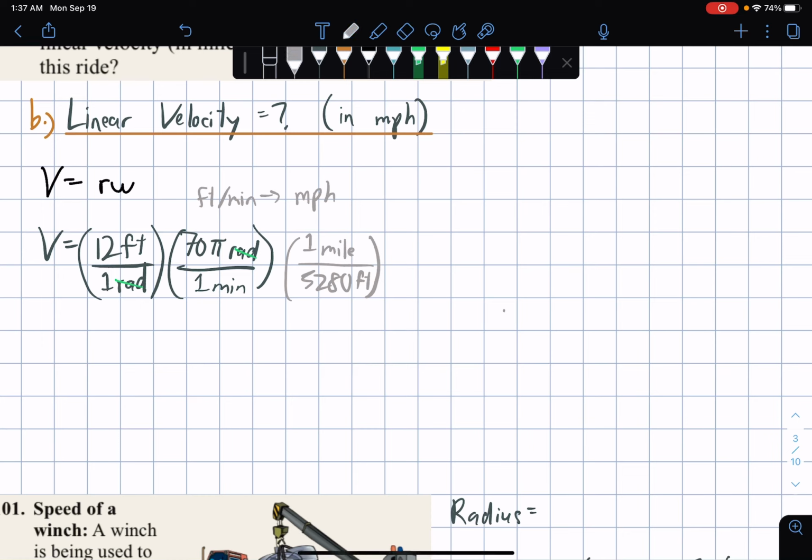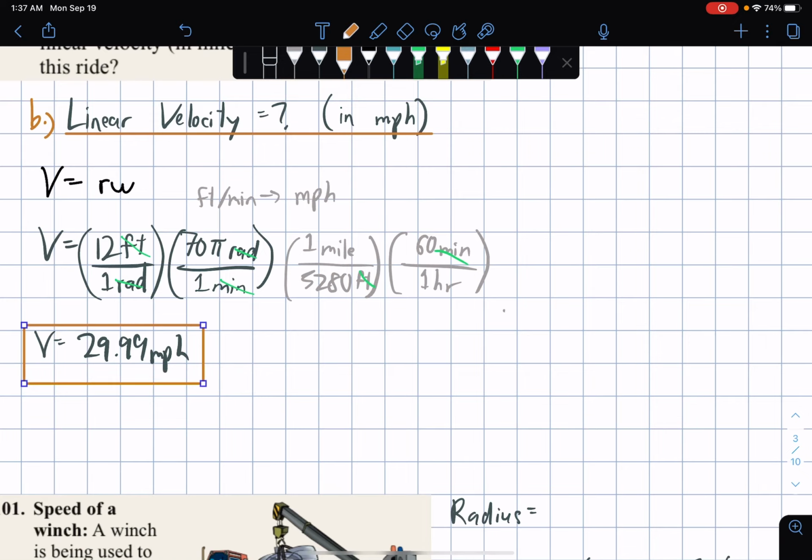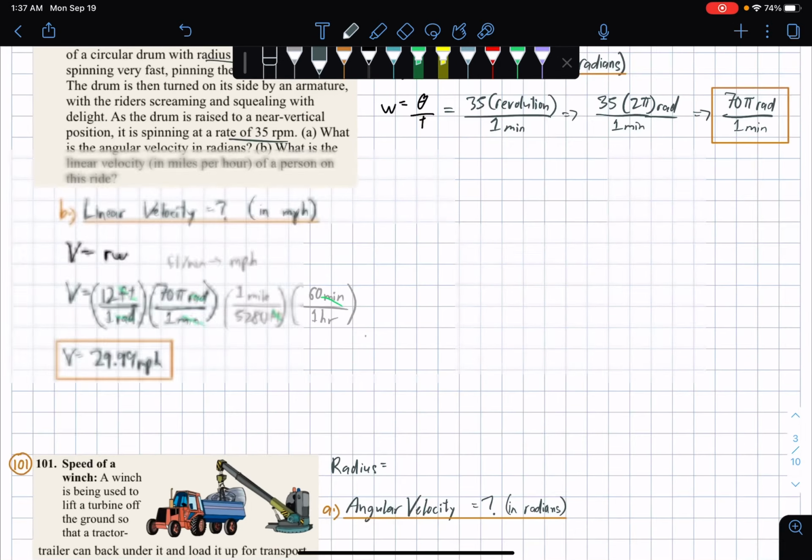Anyways, now that we have secured the elimination of feet and the introduction of mile, we could now try to eliminate hour. So 1 hour is 60 minutes. Eliminate. Eliminate. Alright, let's put the values in the scientific calculator. Our answer is 29.99 miles per hour. Right.